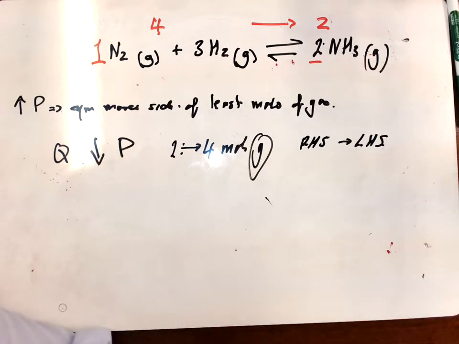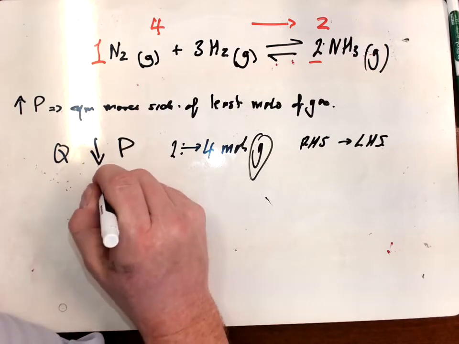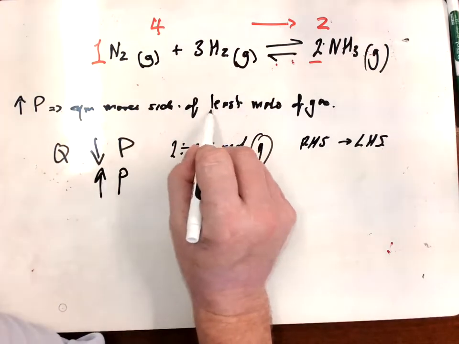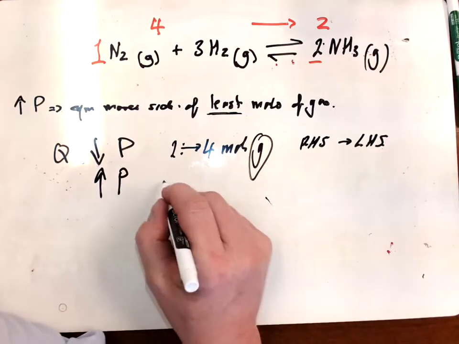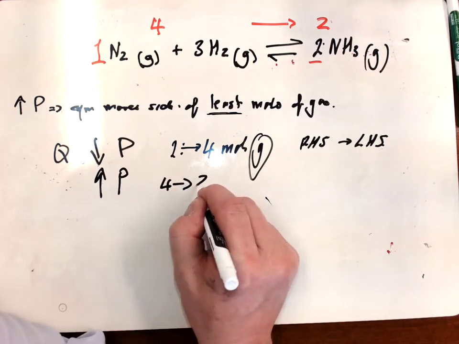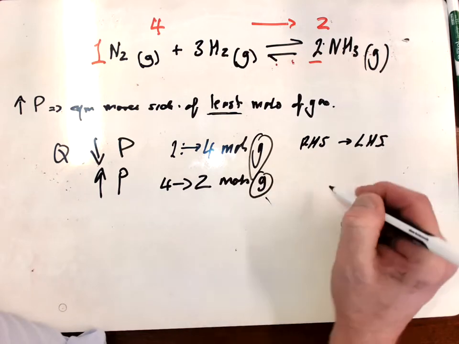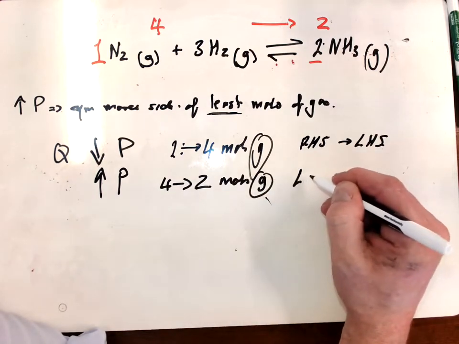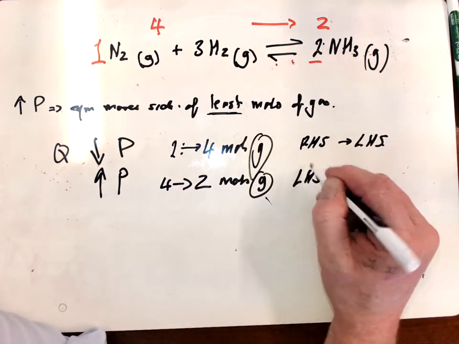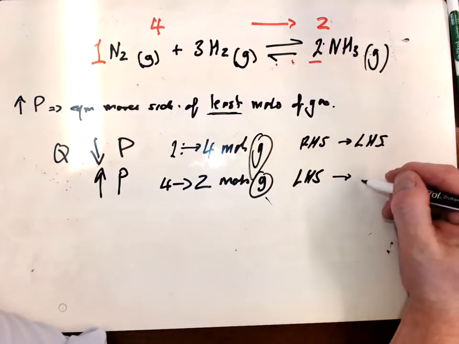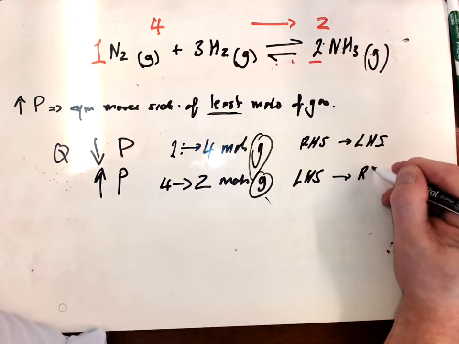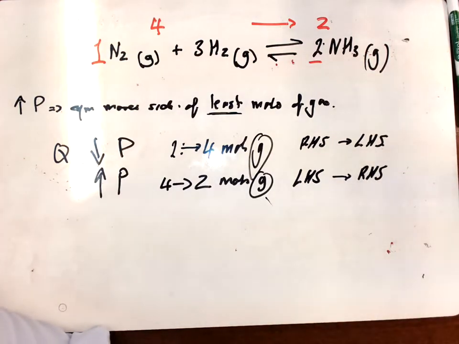If I increase the pressure, of course the opposite will happen. Increase the pressure, it'll move to the side with least moles, so it'll move from 4 moles to 2 moles of gas, and therefore it would move from the left hand side with 4 moles to the right hand side, which would be your fewer moles. So that's really how you work it out.